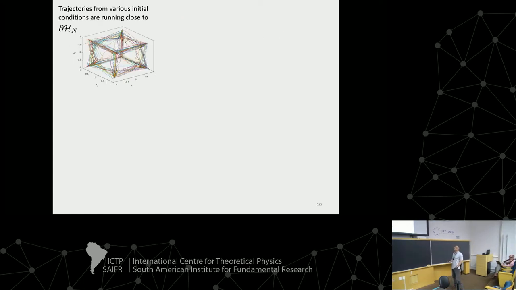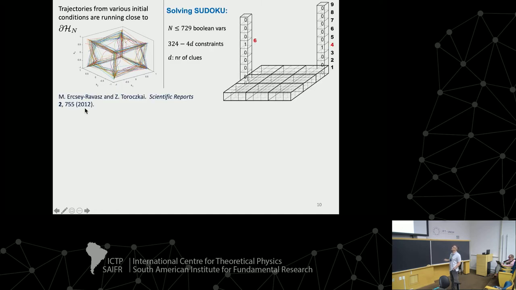That's the idea. So these are the trajectories on some problem. This is a three-dimensional subspace of it. As you can see, it hardly goes through the middle. It kind of sticks to the corners or the sides. Or you can look at some dynamics for solving Sudoku.